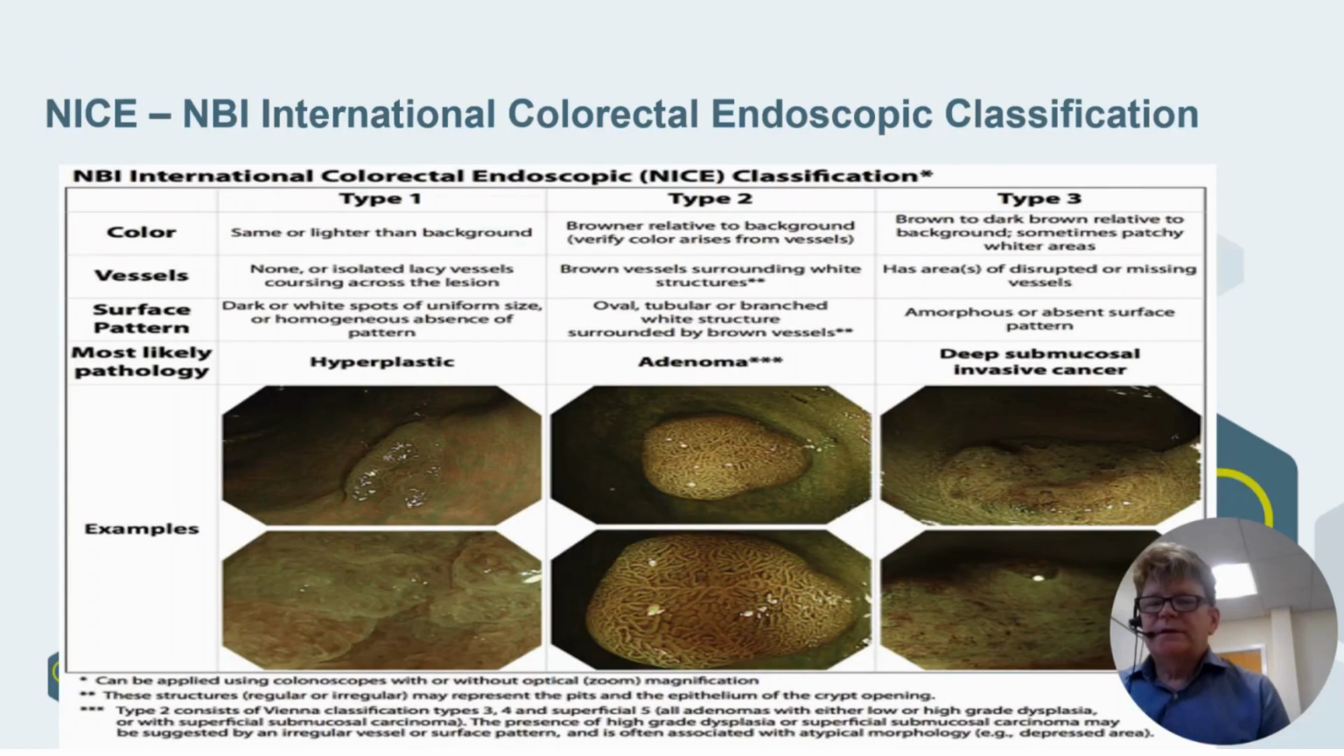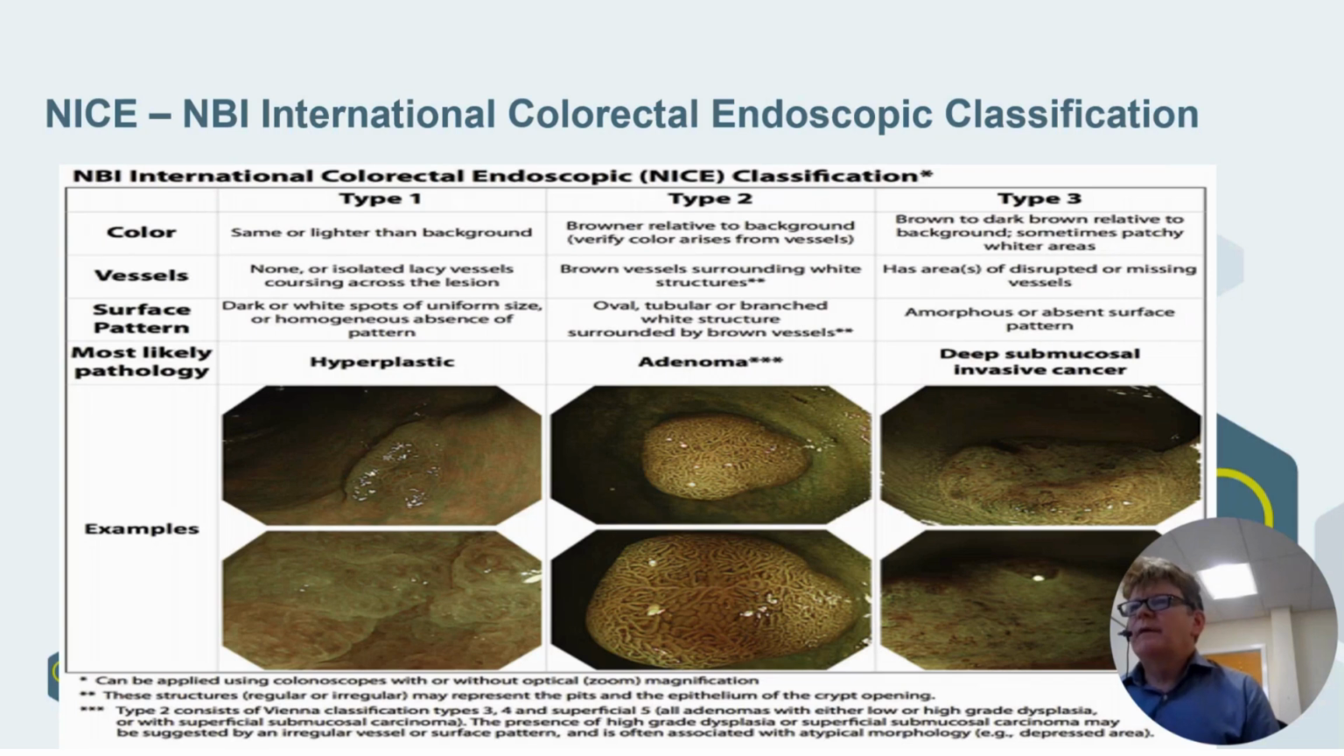So the next slide shows the International Colorectal Endoscopic Classification for vascular pattern. And this is subdivided into 3 types, and very useful if using narrowband imaging or enhanced imaging to take away the red end of the spectrum to reveal blood vessels. So here we see type 1.